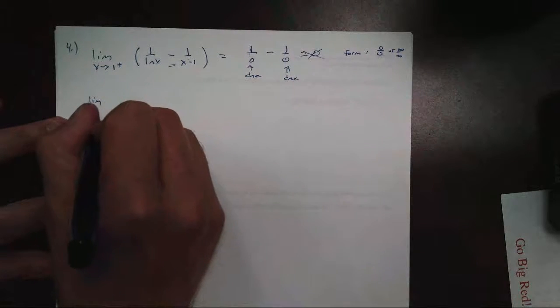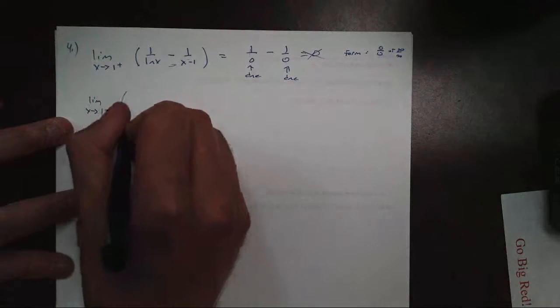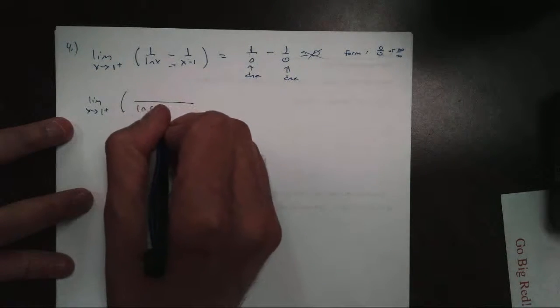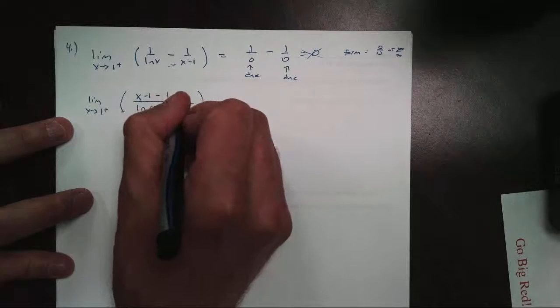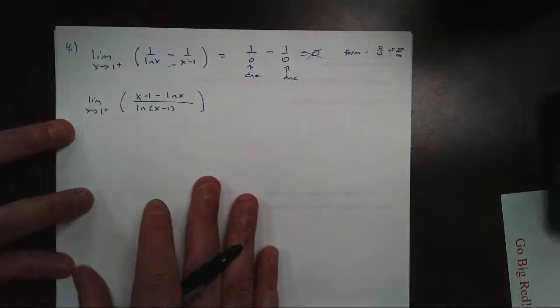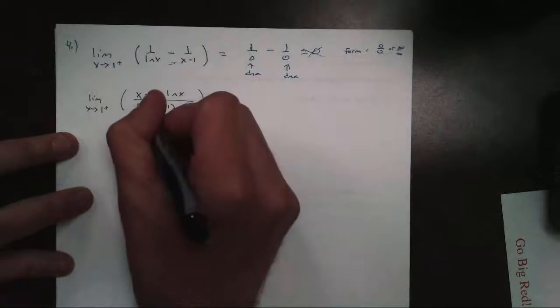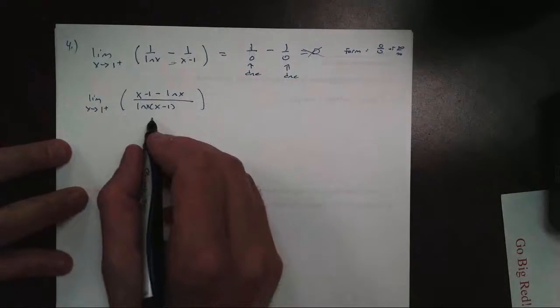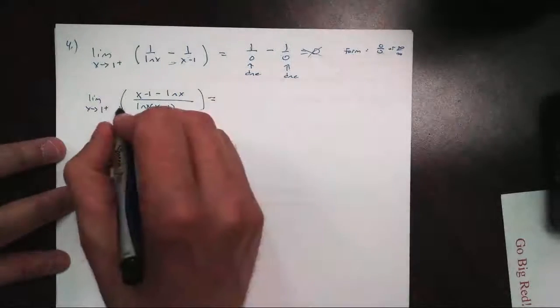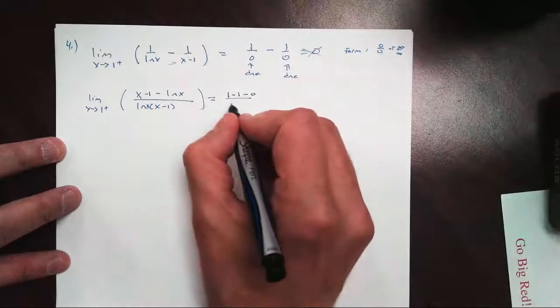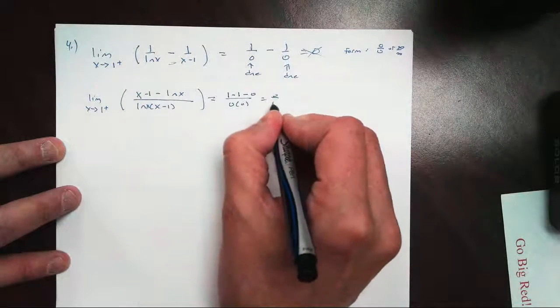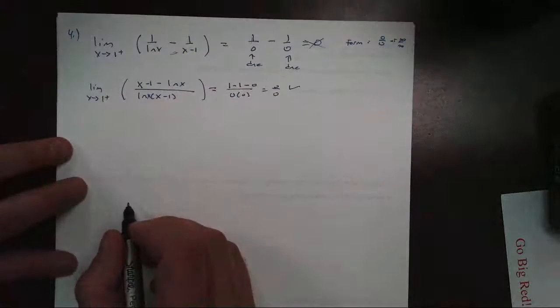I am going to write this as a single fraction. The natural log of x, x minus 1, cross multiply: x minus 1 minus the natural log of x, over the natural log of x times x minus 1. And now if I plug in my 1, I get 1 minus 1 minus 0 over 0 times 0. I get 0 over 0.